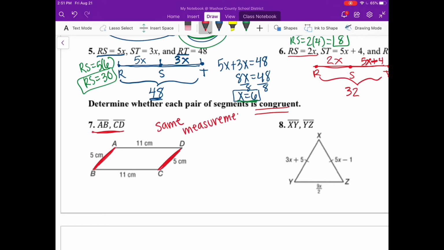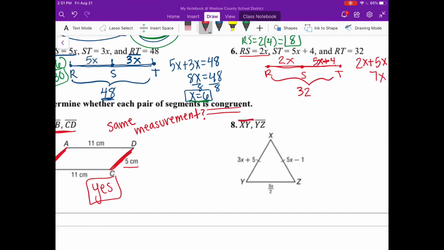Do they have the same measurement? Okay, so here I'm looking at these sides of the parallelogram. They both say 5 centimeters. So the answer here would be yes. And you can just look at this picture and see that the sides are congruent because they have the same measurement of 5 centimeters.